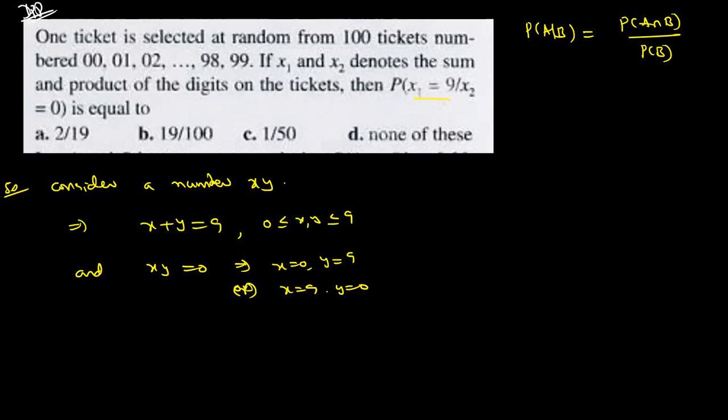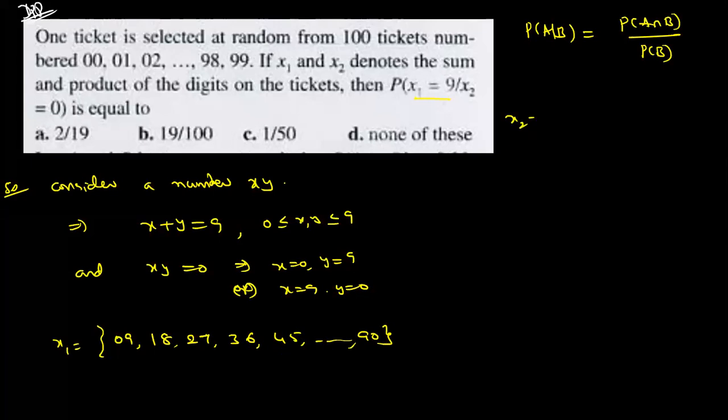Now see the cases. What is X1? Sum of the digits. X1 means the sum of the digits is 9. What are they? I'm writing, first one is 0, 9. Next, 1, 8. Next, 2, 7. Like that, 3, 6, 4, 5, and so on up to 90. The sum of these digits is 9. Check it.